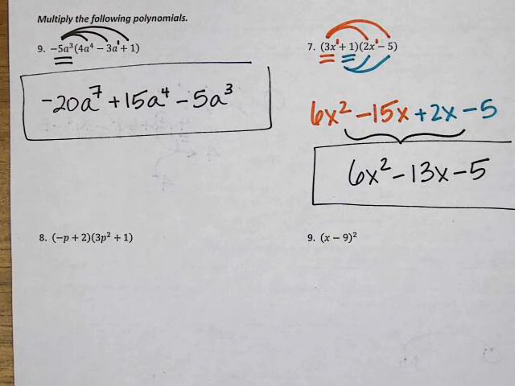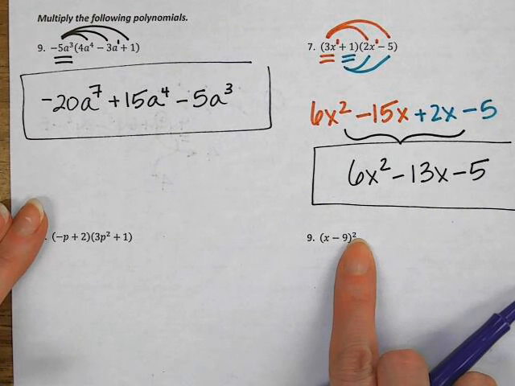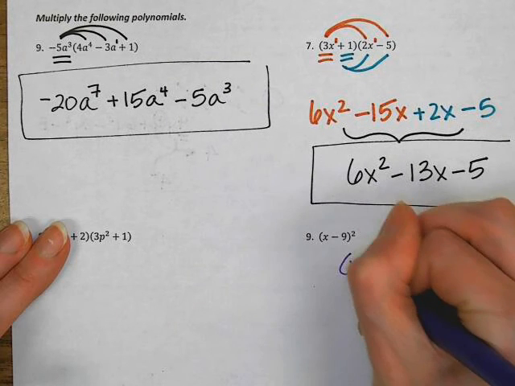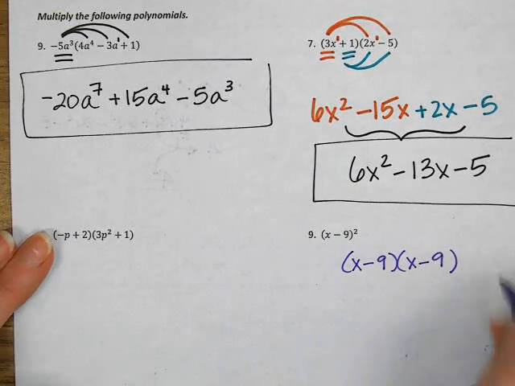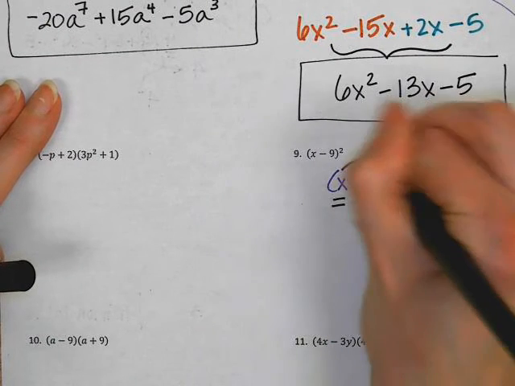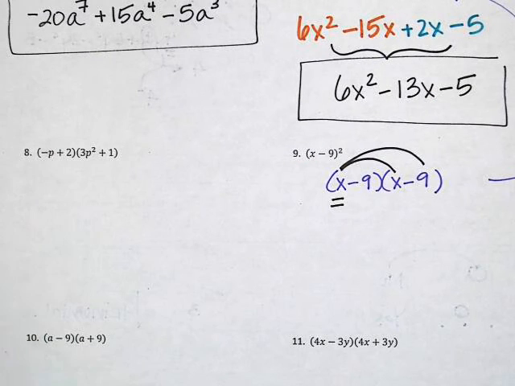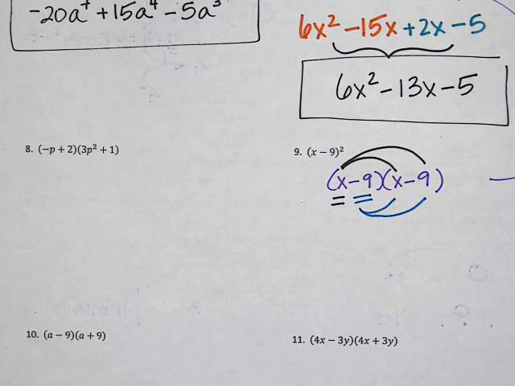Okay, let's do number 9. Do you guys remember, what do you have to do when it says squared? When it says squared, you have to write it twice. You got to times it by itself. And then do just what you did up here. Okay, so we're going to double distribute the x. And then we're going to double distribute the negative 9. And then go from there.